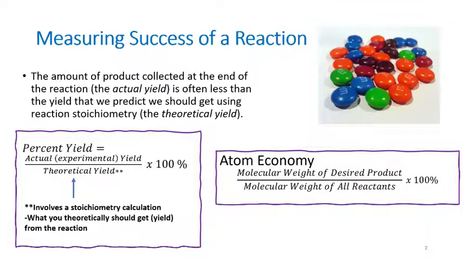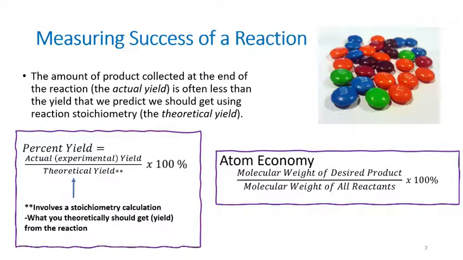What percent yield and atom economy both do is they both measure the success or efficiency of a reaction, but they're both coming at it from a different perspective. So first, let's discuss percent yield. Percent yield is a more commonly used way for us to talk about the success of a reaction. Percent yield is calculated by taking your actual or experimental yield and dividing this by your theoretical yield, and taking this ratio and multiplying it by 100%.